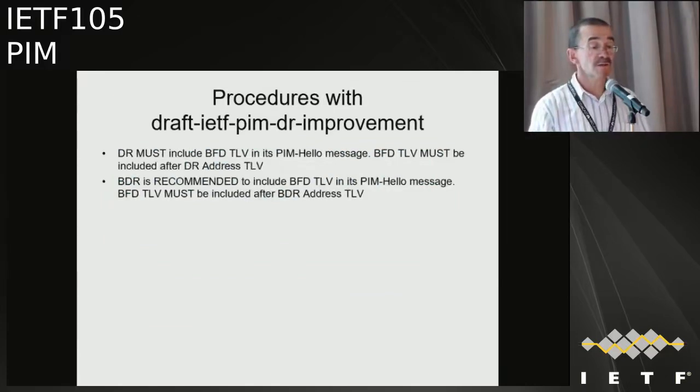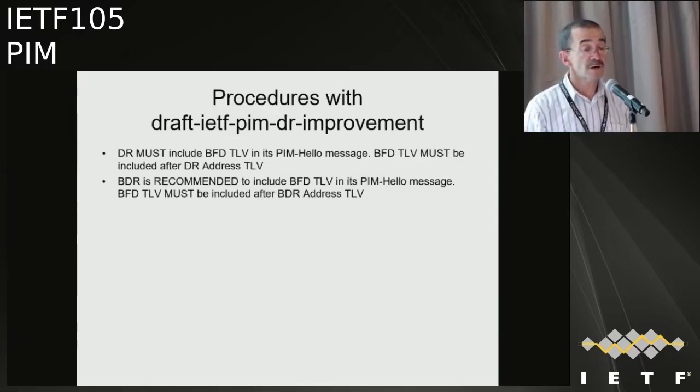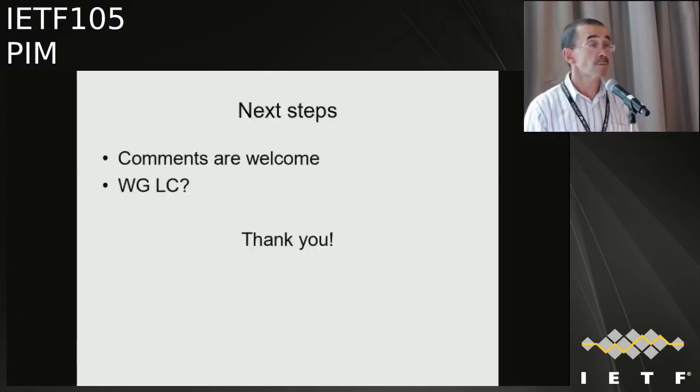So what we specified is that this specification only covers the RFC and the BDR improvement draft. The DR must include the BFD TLV in its PIM Hello message, and the TLV must be included after the DR address TLV. And for the BDR it is recommended, so basically recommended is identical to should, to include the BFD TLV in the PIM Hello message, and if included, then it must follow after the BDR address TLV. So we welcome comments, and we think that we're ready for consideration of the last call.